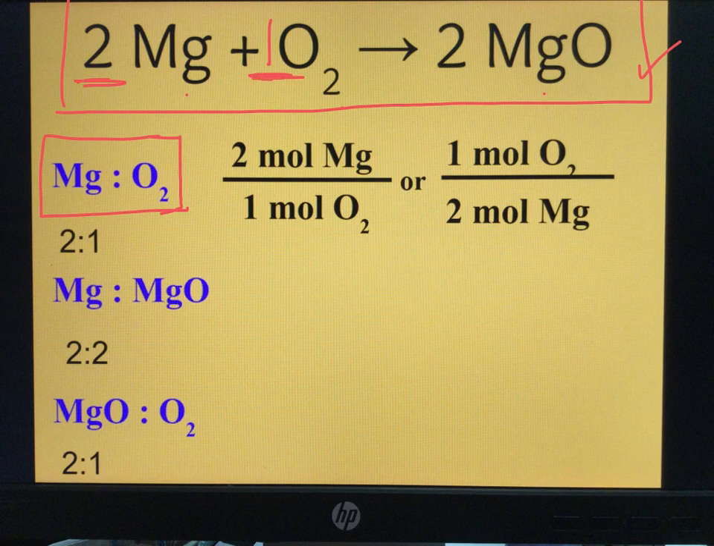Now, how can I use that? It's going to depend on what your given is. So if I'm given oxygen, then I have to have the oxygen at the bottom so I can cancel that oxygen. If I'm given something in magnesium, then I need to use this conversion because the moles of magnesium are at the bottom, and I'm looking for the oxygen. Okay, so let's give this a try.